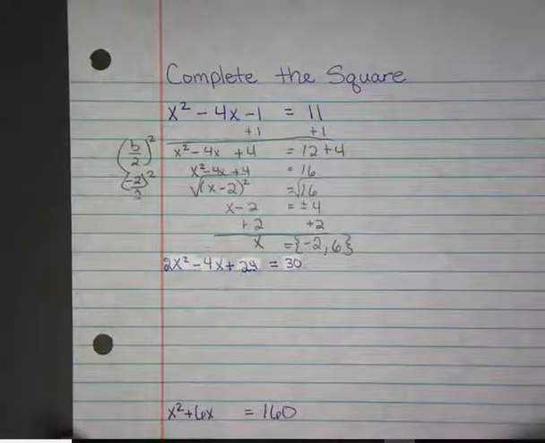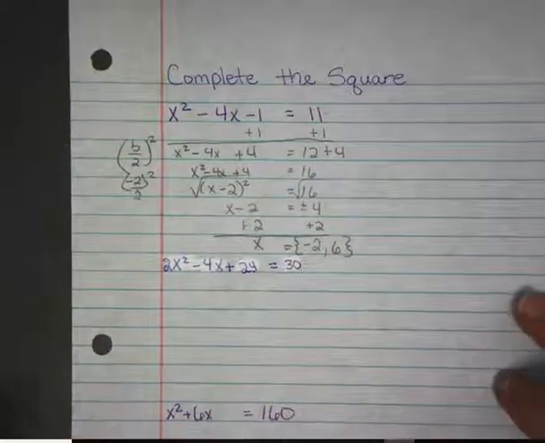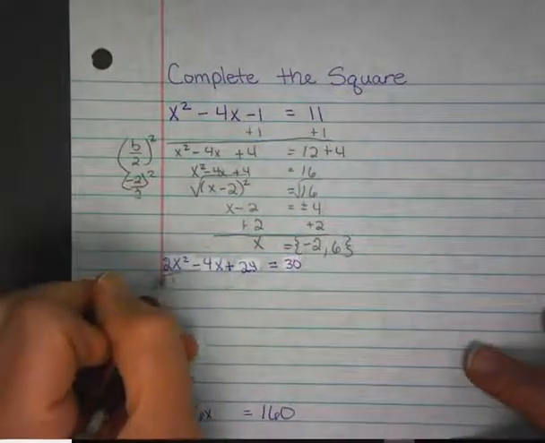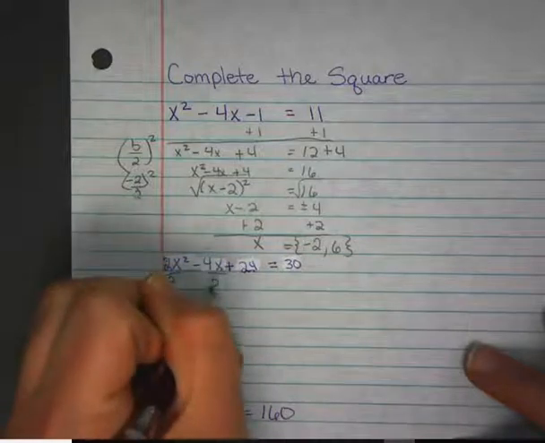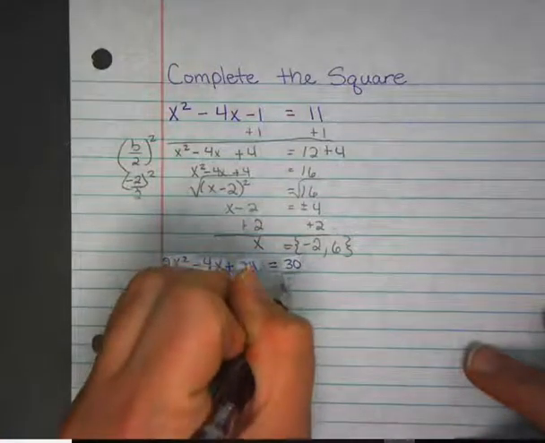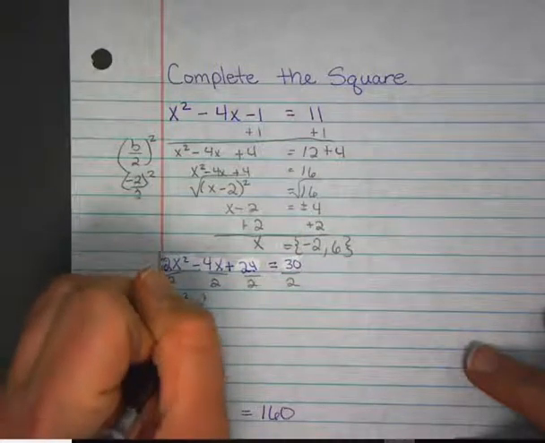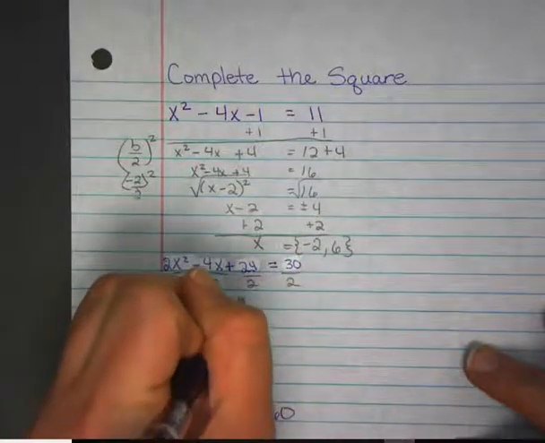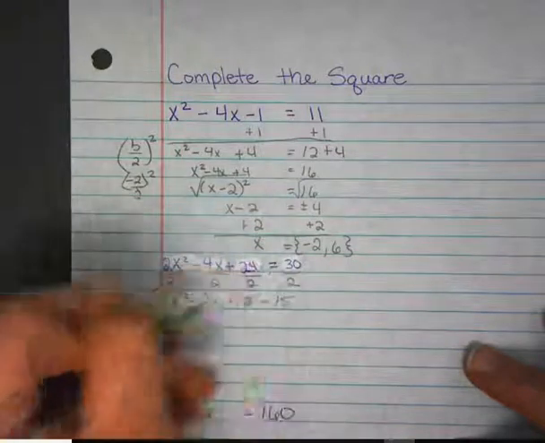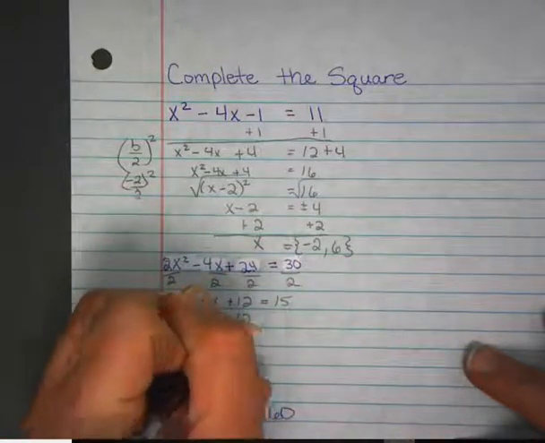So our next example is 2x squared minus 4x plus 24 equals 30. First thing we're going to do is divide everything by 2 because our a value is 2. So that gives me x squared minus 2x plus 12 equals 15. I'm going to go ahead and subtract 12 from both sides.